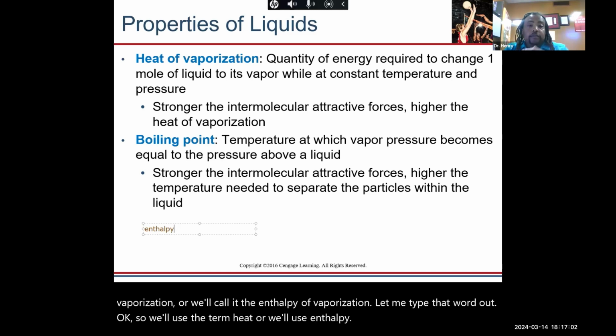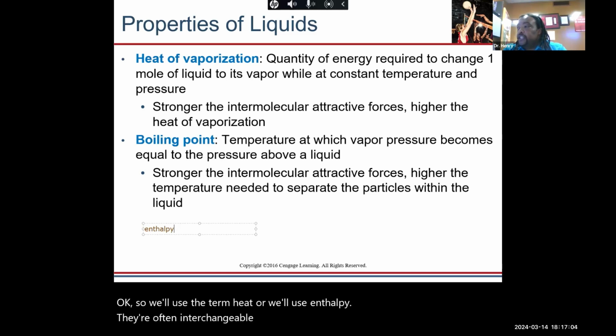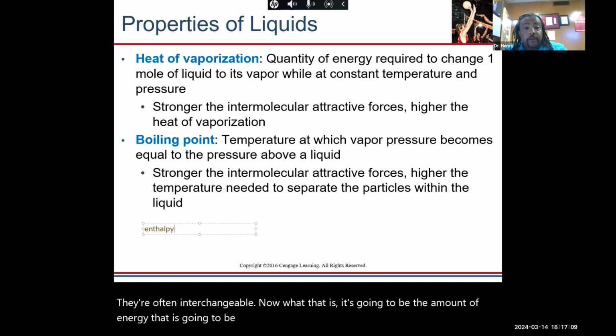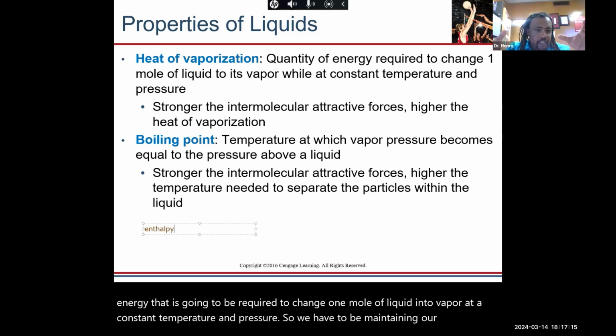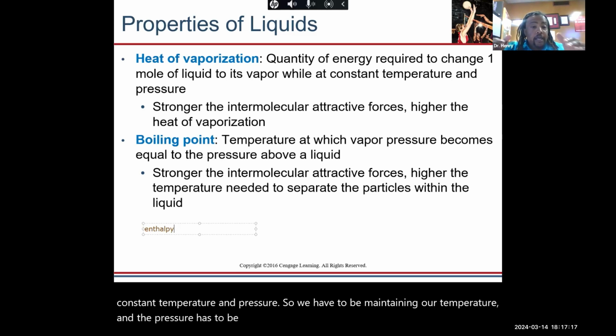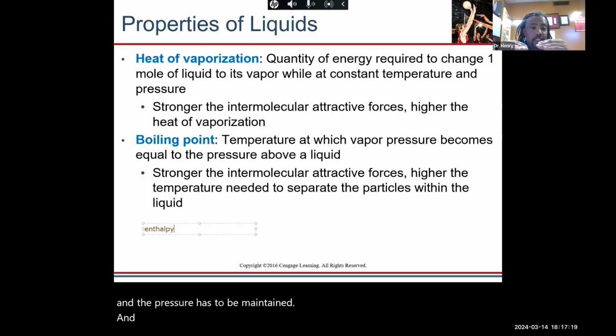They're often interchangeable. Now, what that is, is the amount of energy required to change 1 mole of liquid into vapor at a constant temperature and pressure. So we have to be maintaining our temperature, and the pressure has to be maintained. And that allows us to go from one phase to the other phase.